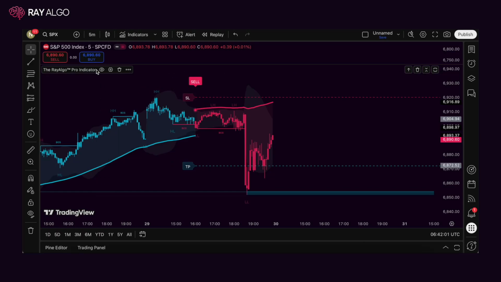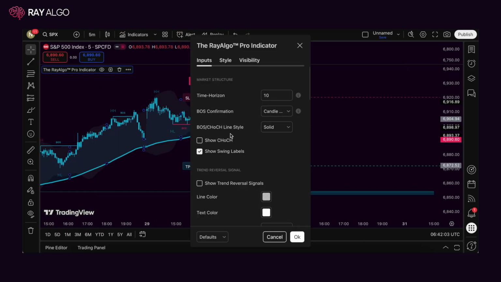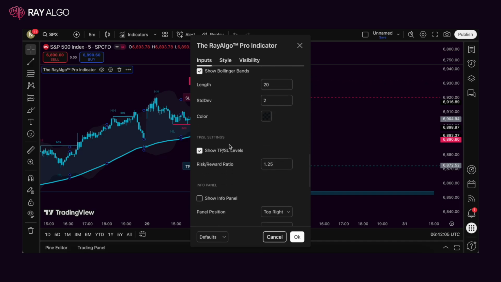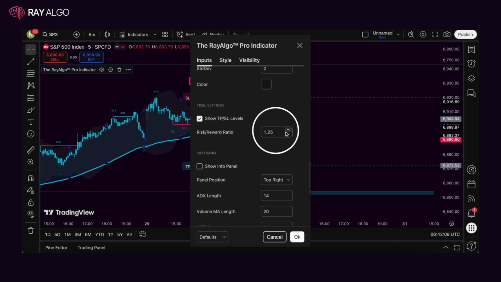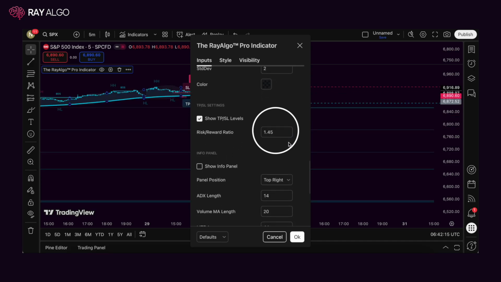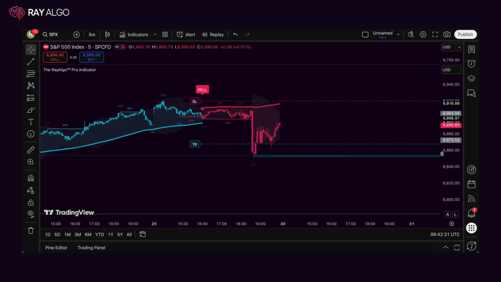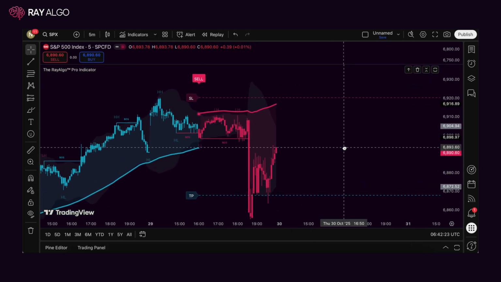Second, risk and reward ratio. Here you can define your preferred risk/reward ratio. For example, a 1-to-2 ratio means your take profit is set at twice the distance from your entry as your stop loss. Once configured, these levels give you a visual guide for risk management.